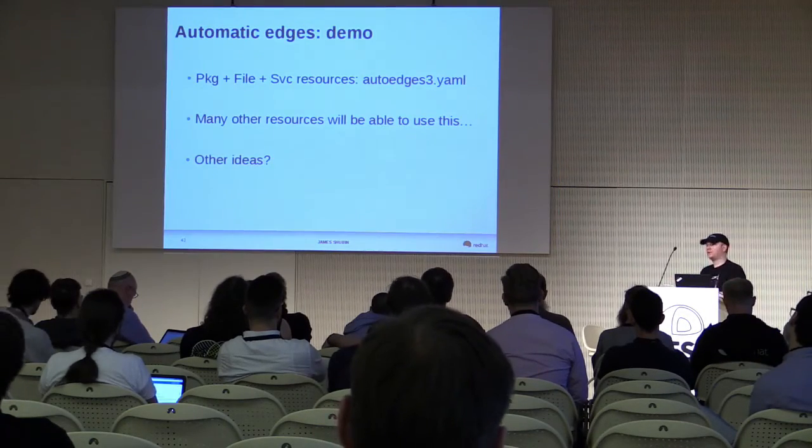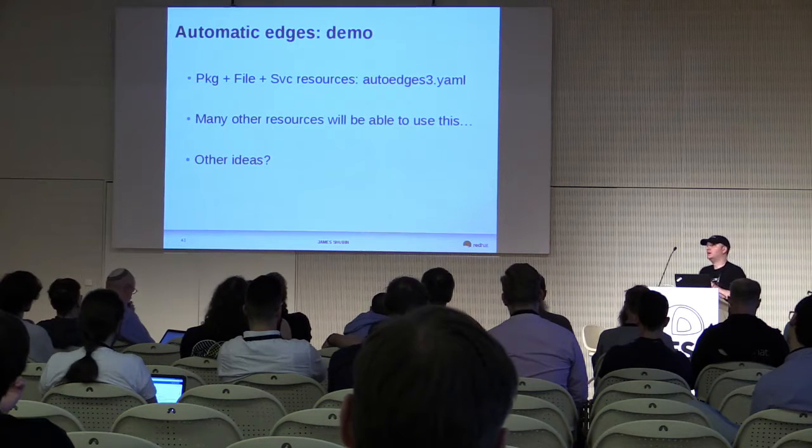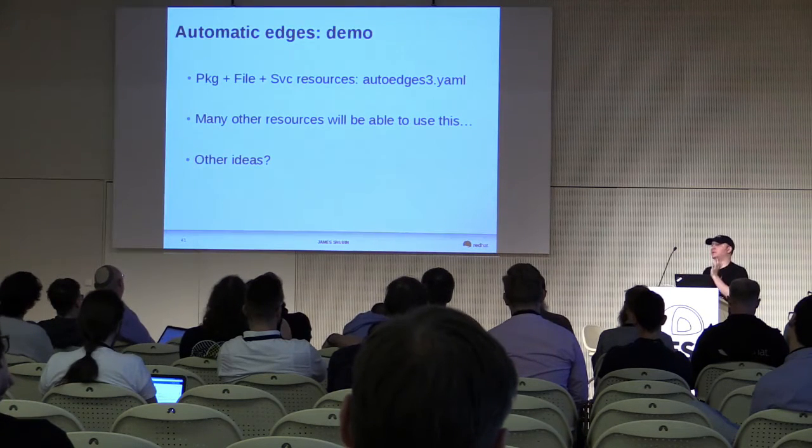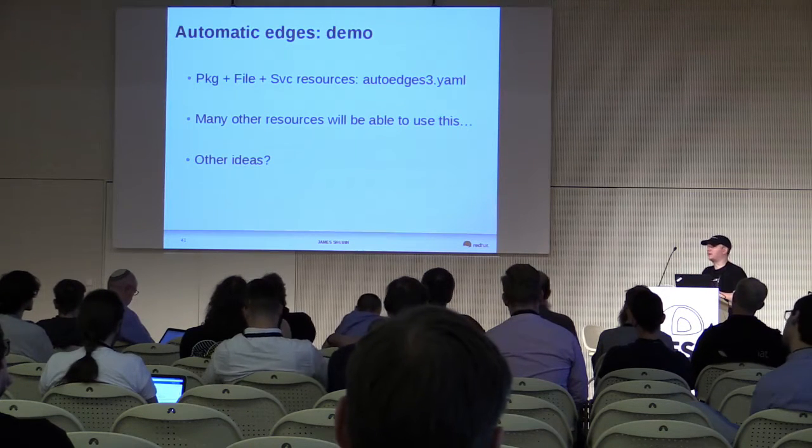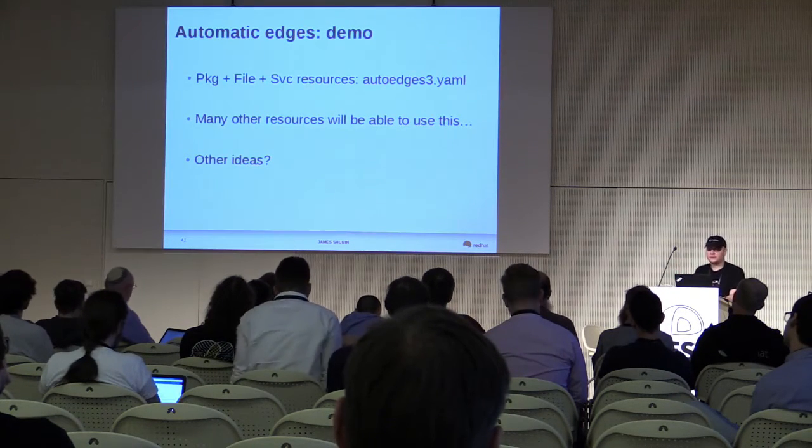So this is only used for package resources right now, but in the future you can imagine if you write a new resource that has other parts that it uses, that you could add dependencies automatically. And there's a Golang API to do this.